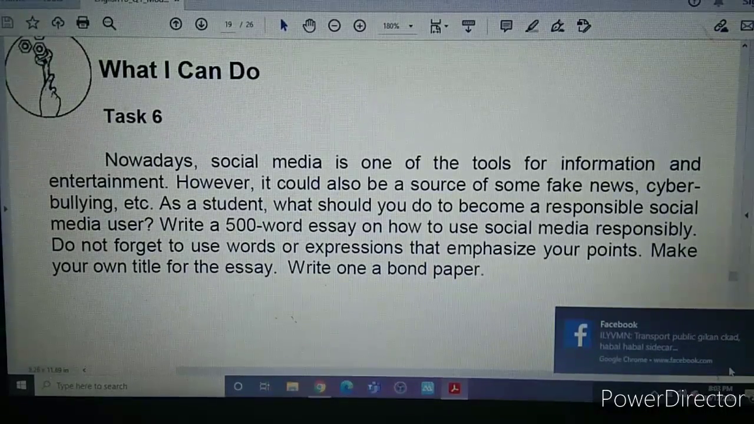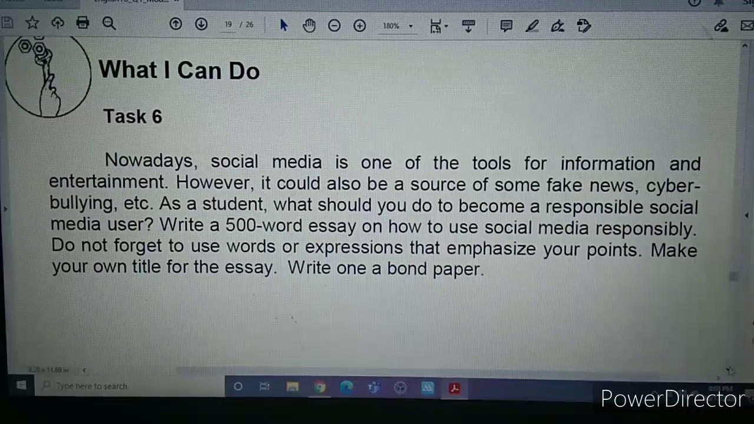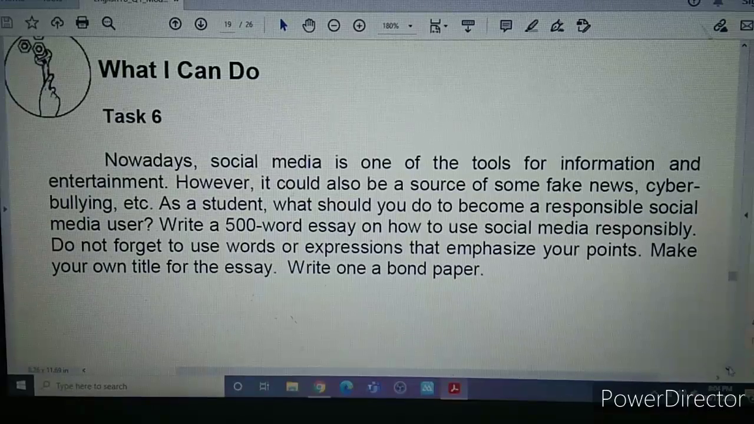So you are going to write your answer in a bond paper. Again, you are going to write a 500-word essay on how to use social media responsibly. You are going to use expressions that emphasize your points and make your own title for the essay. You are going to write this in 1 sheet of bond paper.